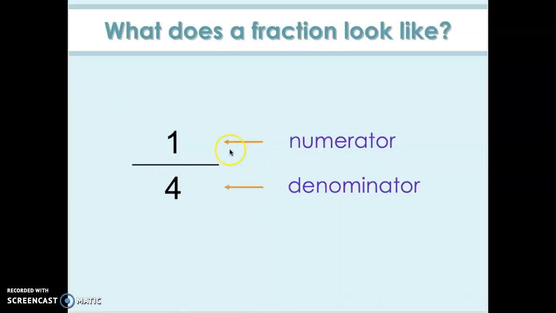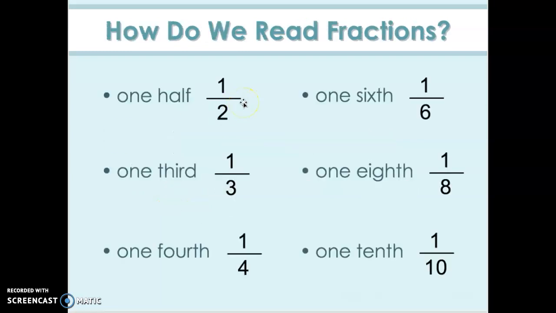So what does a fraction look like? A fraction looks like this. The top number is the numerator, and the bottom number is the denominator. The bottom number is usually the total number. So this is how we're going to read fractions. We're going to go over these.